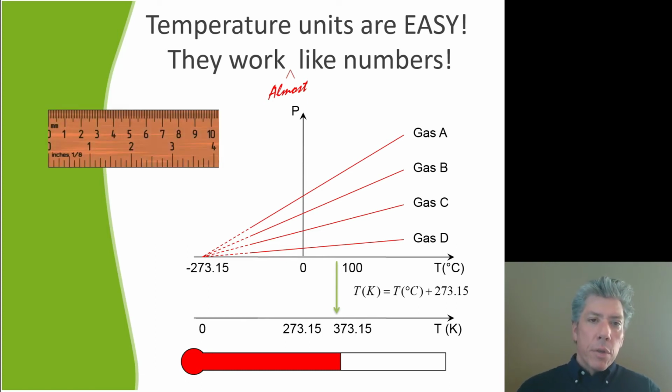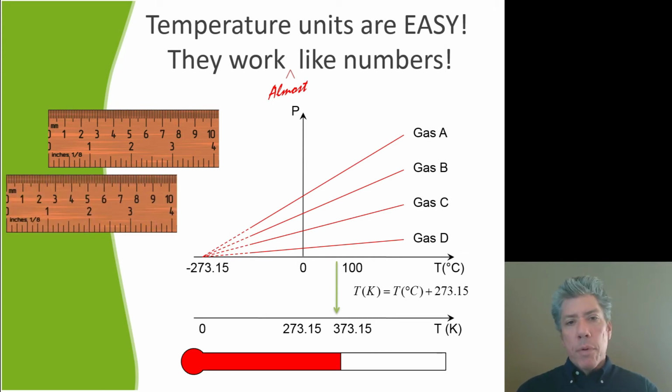I want to give you a visual that might help you with that. I'm going to put up two different rulers. The upper ruler represents the Celsius scale, and the lower ruler represents the Kelvin scale, and we'll just use the centimeters, or the metric portion of these two scales right now.